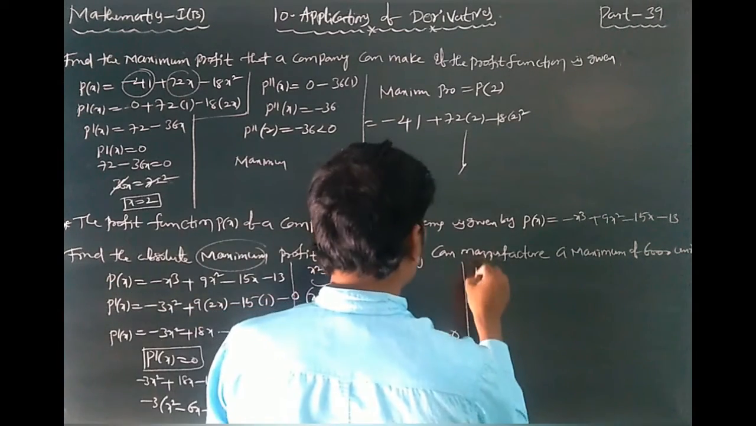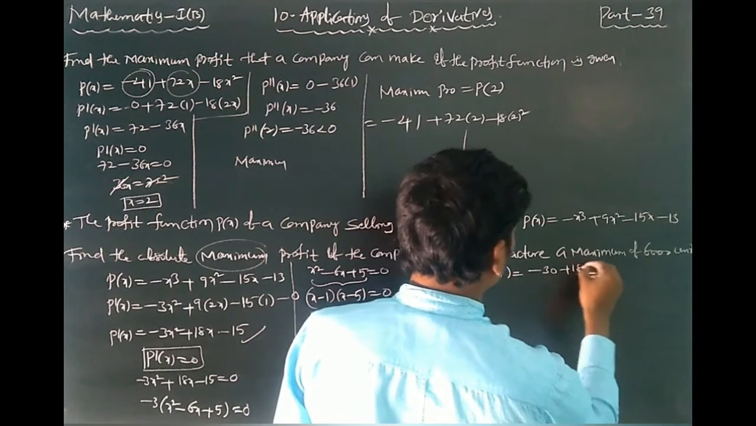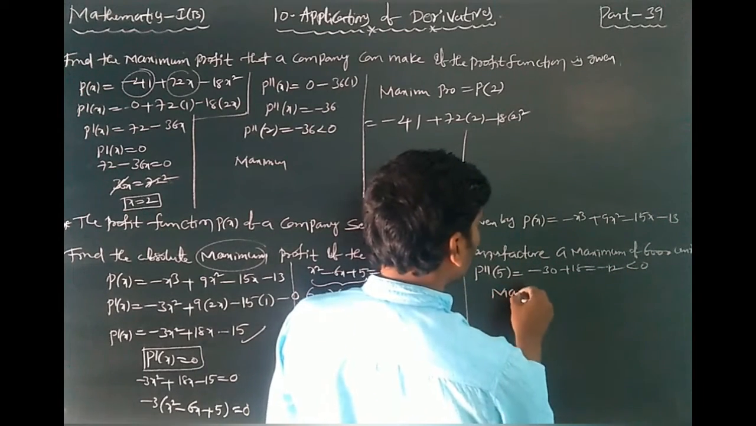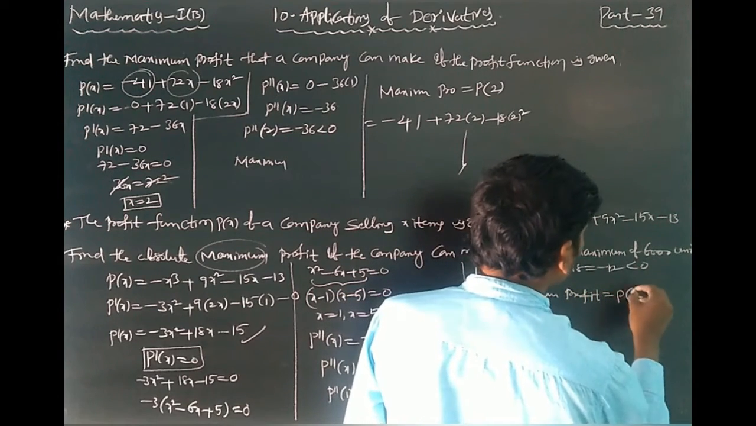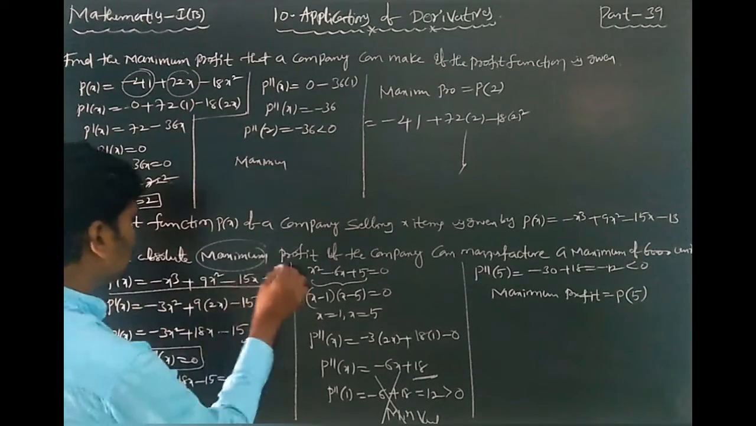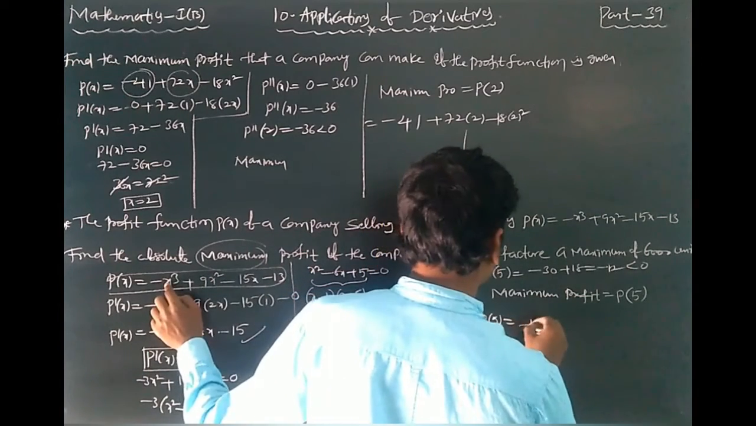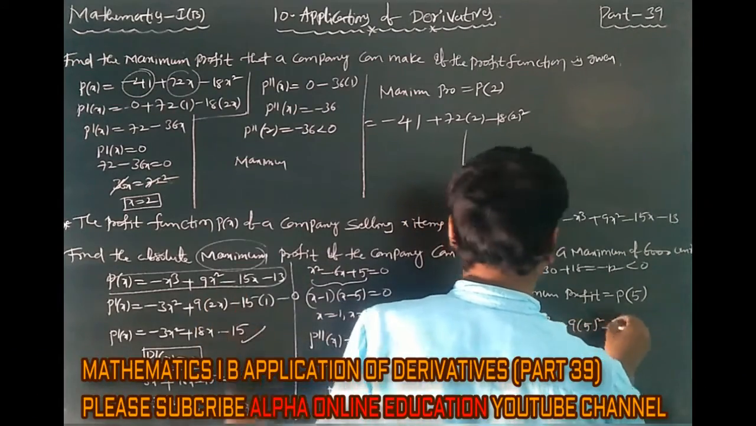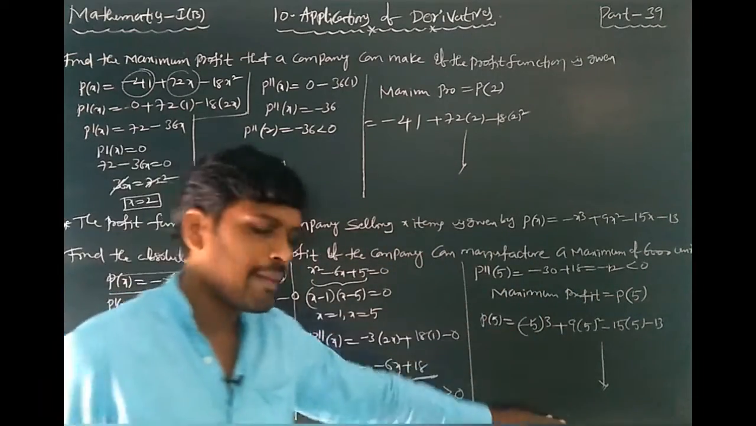Then go to 5. P double dash of 5 equals minus 6 into 5 plus 18, which is minus 12. Minus 12 is less than 0, so it gives the maximum profit. What is the maximum profit here? The maximum profit is P of 5. In this function, put x equal to 5. P of 5 equals minus 5 cube plus 9 into 5 square minus 15 into 5 minus 30. Simplify this value and you get the maximum profit.